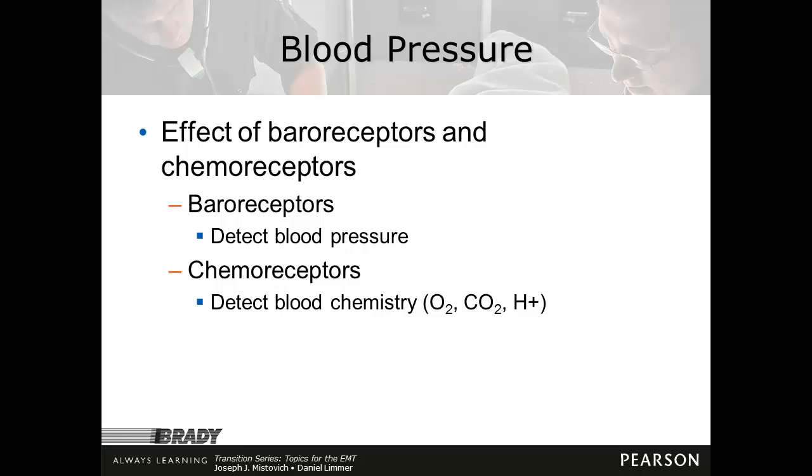Baroreceptors in the carotid arteries detect the amount of pressure in the blood and give feedback to the brain, allowing the nervous system to adapt and relax the peripheral vessels or increase the heart rate as necessary to keep blood pressure constant. Chemoreceptors in the bloodstream detect changes in the blood chemistry, such as the amount of oxygen, the amount of carbon dioxide, and the concentration of hydrogen ions or acidity.